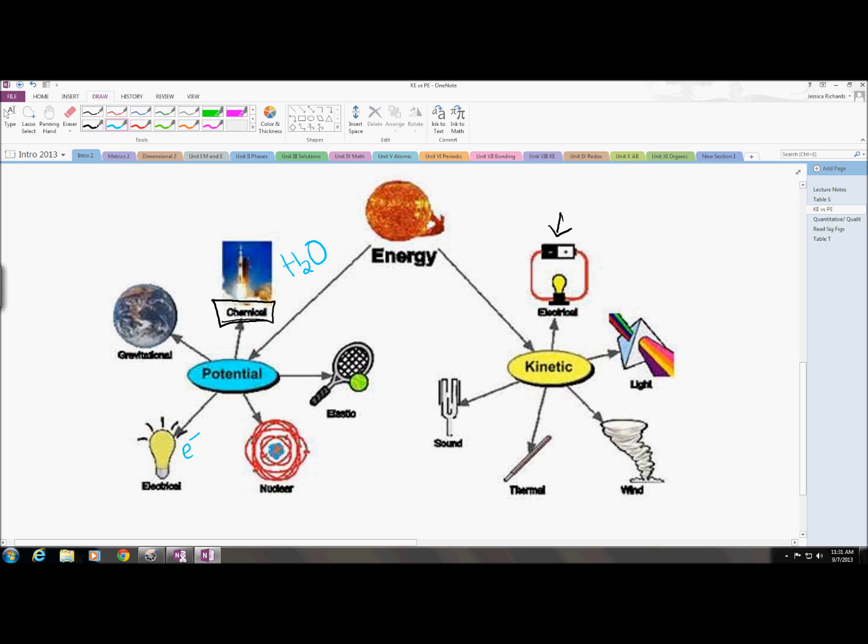We'll briefly talk about nuclear potential energy. We're going to do one short unit on nuclear chemistry. Right in the center of an atom, you have your protons and neutrons making the nucleus.